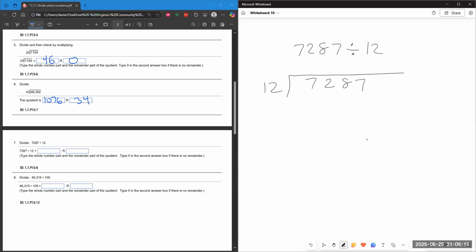So 12 goes into 7 0 times. It goes into 72 exactly 6 times. That's an 8. 12 isn't going to go into 8 any times because 8 is smaller than 12. So we'll bring that 8 down and bring the 7 down with it. And then 7 times 12 is 84, which is the closest multiple of 12 with a difference of 3.